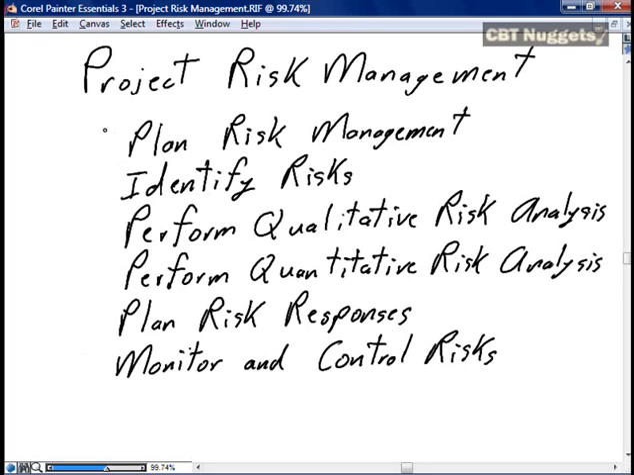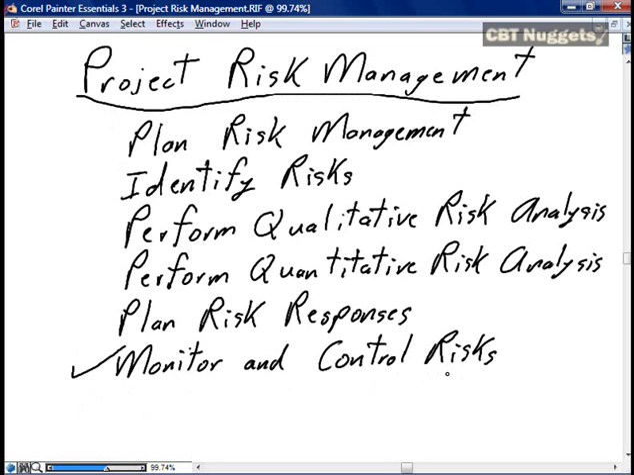In this, our final nugget on project risk management, our focus is on the day-to-day management of the risks as our project delivers. As defined in the PMBOK guide, it's monitor and control of the risks. Monitoring and controlling of the risks has three main aspects.